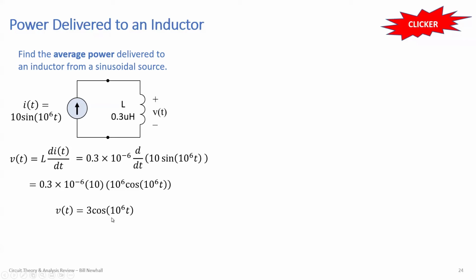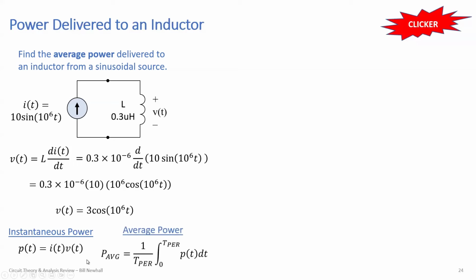Okay, so now you're going to find the average power. I'm going to walk you through this a little bit. The instantaneous power at any given time, and this is the power that is delivered to that inductor, P is equal to IV. I and V vary with time, so P varies with time. If you want average power, then you have to integrate over a cycle of power. So the average power is 1 over the period, the integral over that period of P of t.